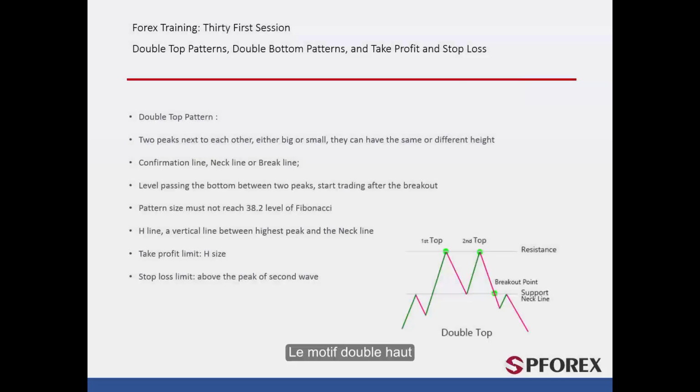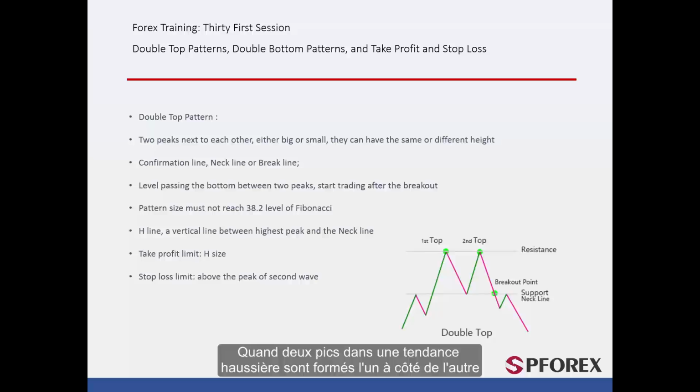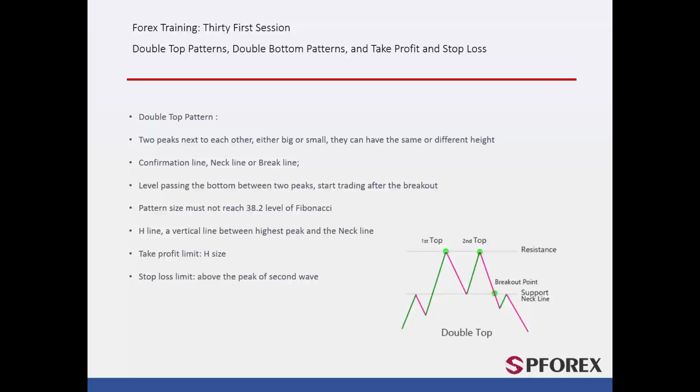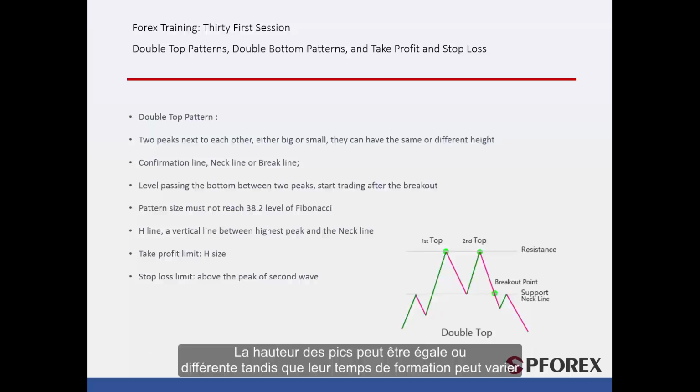Double top pattern. When two peaks on an uptrend are formed next to each other, a double top pattern can be drawn by placing two level lines on the highest peak, in addition to the valley between two peaks. The height of peaks can be equal or different, while their forming time may differ.